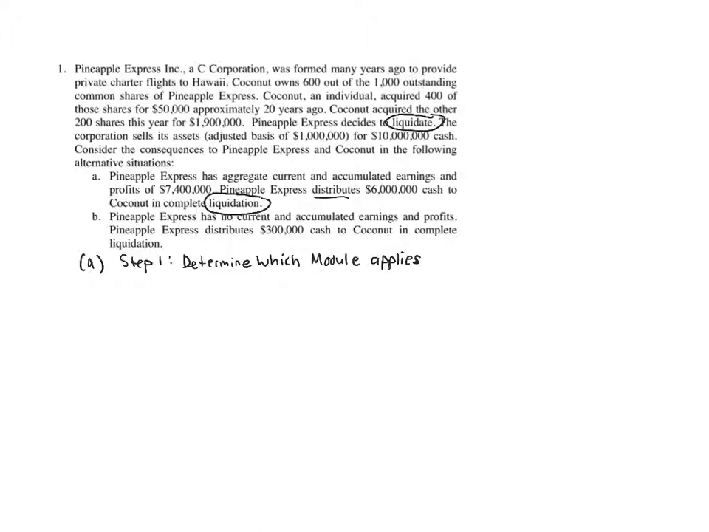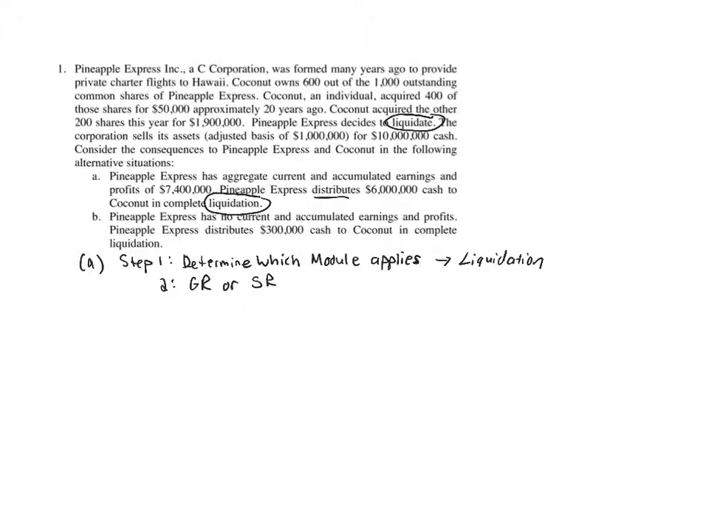Okay? So on the exam, again, you're going to have fact patterns. You want to determine is this module 6, 7, 8, or 9. So we know, hey, it's liquidation. We know because the problem tells us liquidation. Step 2, now that we know liquidation, is it the general rule or the special rule?